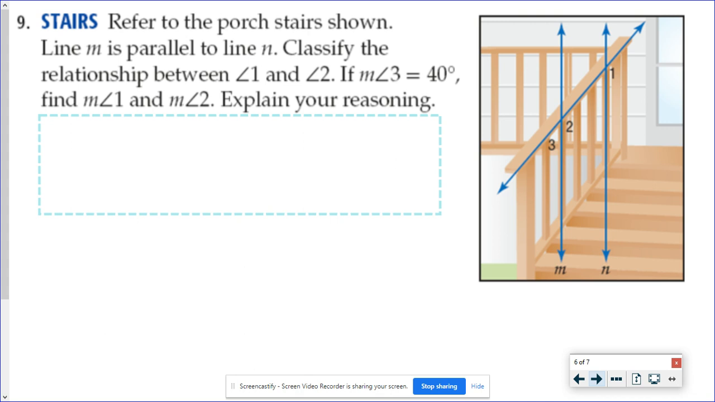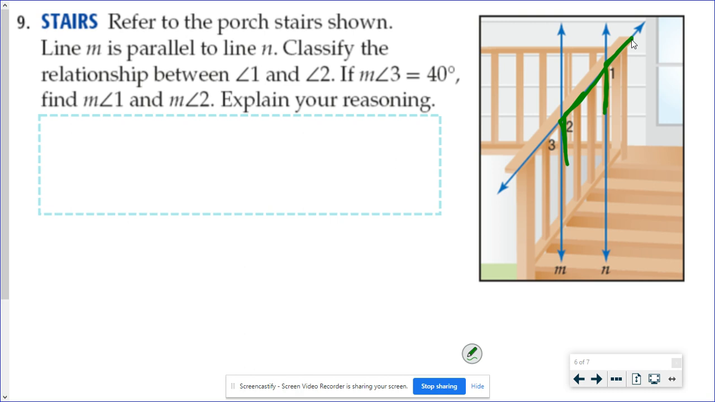Now this last one. They're looking at lines M and N, which are supposed to be lined up with the railings, the spindles, I guess we would call those. And then line 3 is the top part of that railing. It says that line M is parallel to line N. Classify the relationship between angles 1 and 2. Well, here's angle 1. Here's angle 2. I see an F shape. I know it's turned. I know it's all kind of wonky, but that is corresponding.